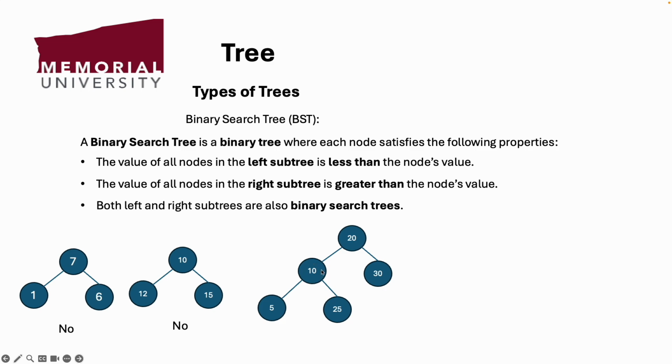And let's continue to look at this one. This is root 10. On the left child, it's node 5, which is less than node 10. On the right child, it's node 25, which is greater than node 10. But there's an issue: we need to make sure the values of all the nodes in the left subtree are less than the node value. So node 25, which is in the left subtree, is greater than node 20. So this is not a binary search tree.